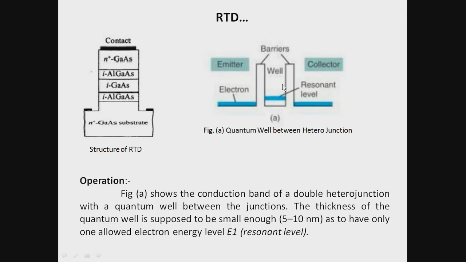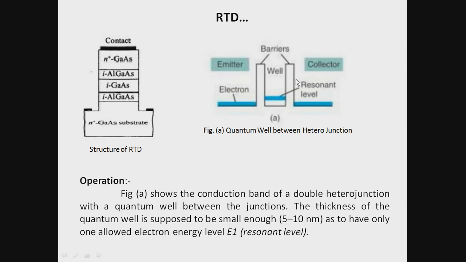When the energy level is increased, the resonant condition takes place. Now we have to see the operation of this quantum well and this RTD. This is figure A, which shows the conduction band of a double heterojunction with a quantum well between these junctions. So this is the quantum well formed, and this is barrier 1 and barrier 2. These two barriers: this is the emitter barrier, and this is the collector barrier.